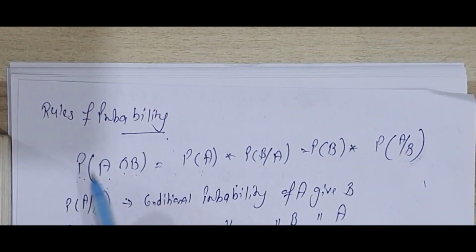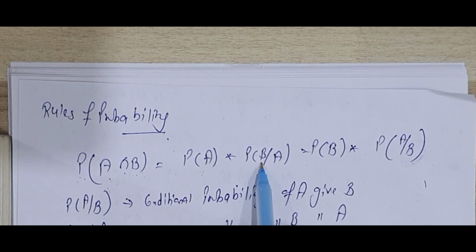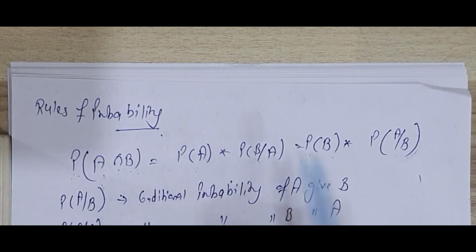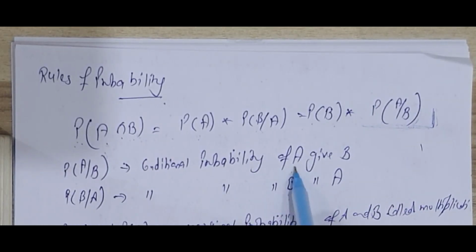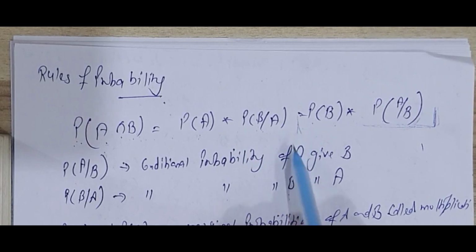Now, rules of probability. Probability of A joint B is equal to probability of A into probability of B given A. A joint B is also equal to probability of B into probability of A given B. This denotes conditional probability of A given B. Similarly, this represents conditional probability of B given A.